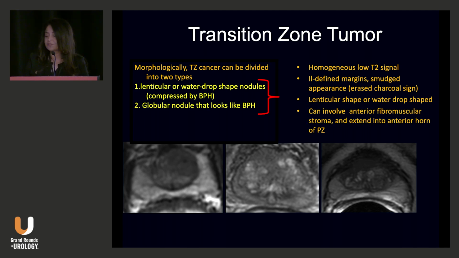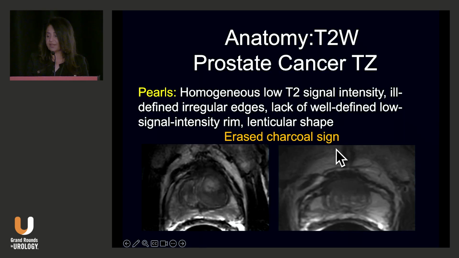And in this case, the first image, you see the globular, the ill-defined area, and then the next two are, I can't really have my arrows, oh, here they are, sorry. Here's the homogeneous ill-defined area here, and then you've got more water, globular shape, and then more lenticular area that the typical transition zone cancer will look like.